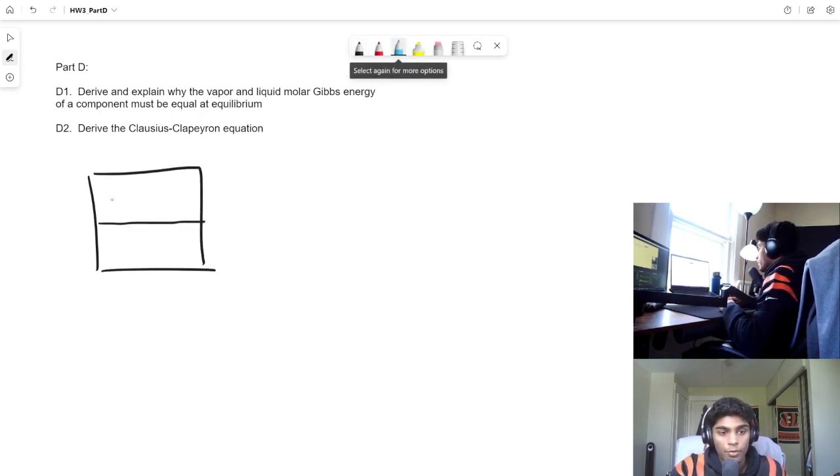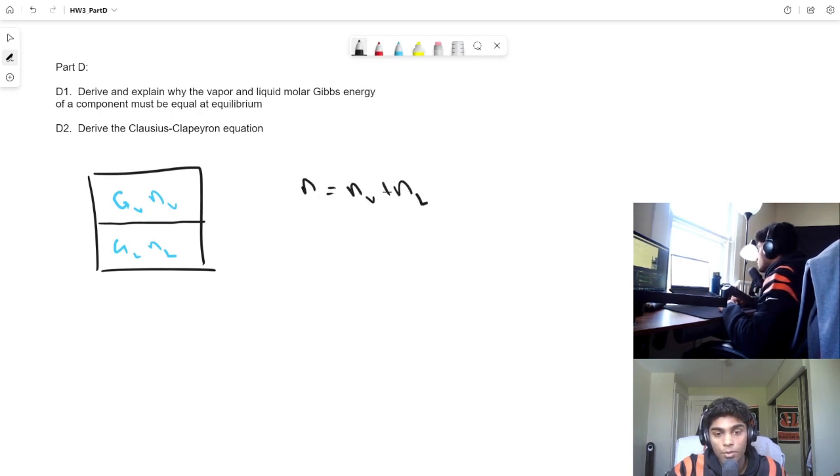And up top here, we're going to have some gaseous phase. So we're going to have the Gibbs energy of the gaseous phase and the moles in the gaseous phase. I'm using V for vapor. And then we also have some liquid phase. Now, what can be said about this entire closed system is that the total number of moles in the system is equal to the moles in the vapor phase plus the moles in the liquid phase.